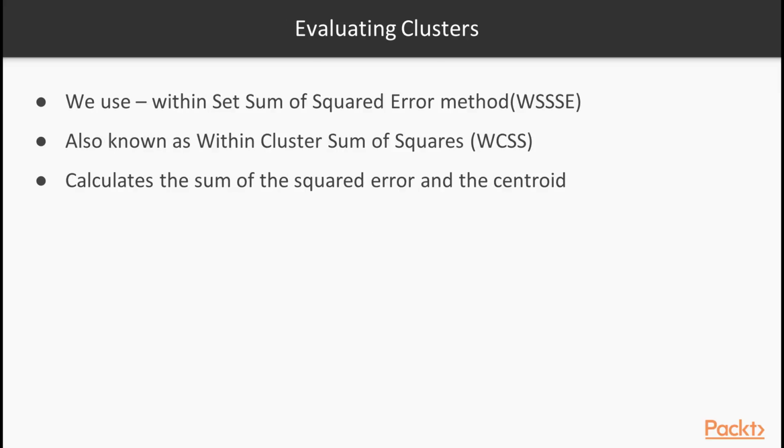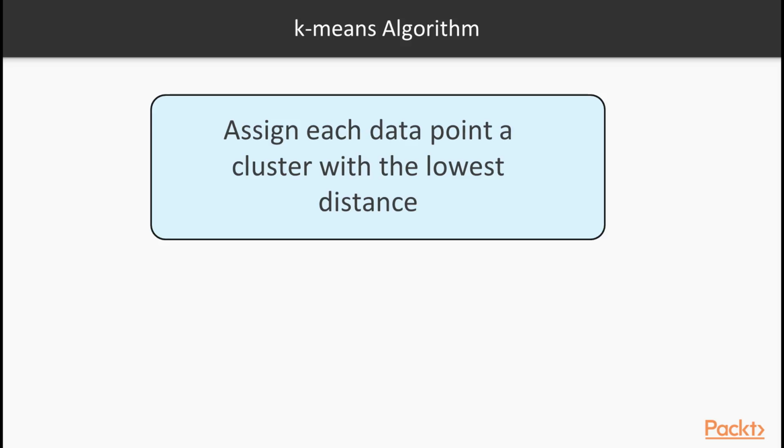I evaluate the clusters through the within-set sum of squared error, that is, WSSSE method, also known as the within-cluster sum of squares, or WCSS. This metric calculates the sum of the squared error of the distance between each point and the centroid of its assigned cluster. The algorithm for k-means iterates between two steps, not including the initialization of the k-centroids.